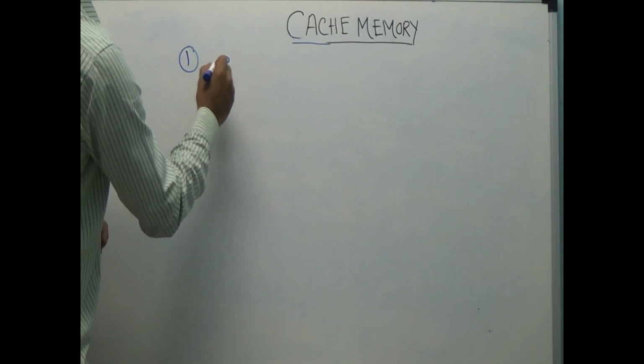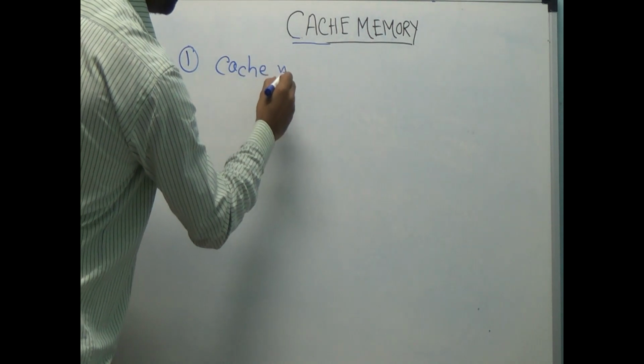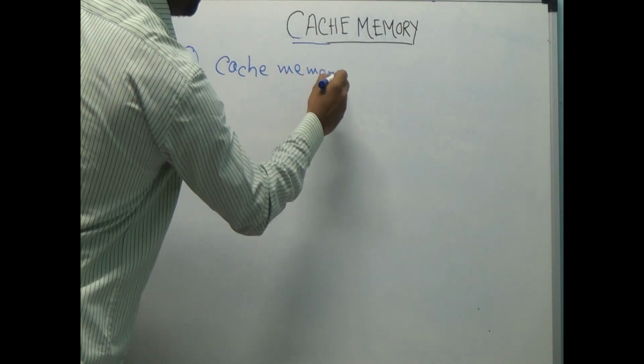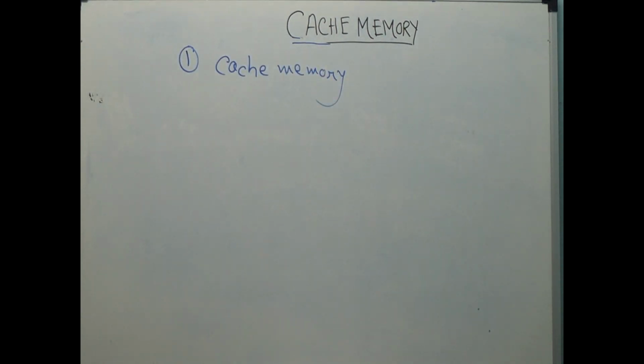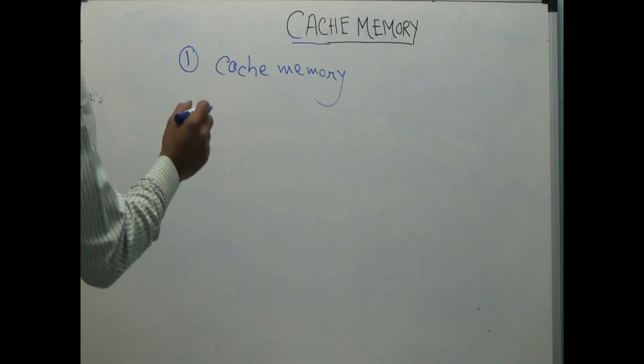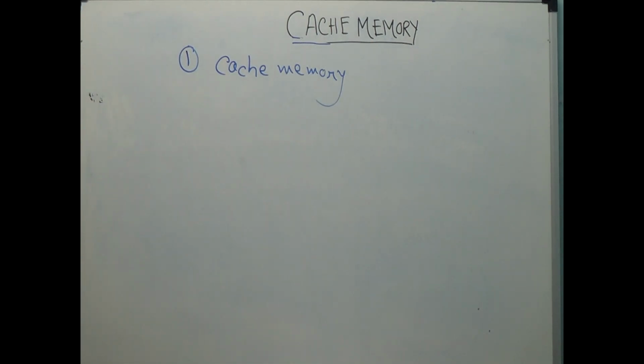So first, let's take a definition of what is cache memory. Cache memory is a small but very fast memory. It lies between CPU and main memory. So what is cache memory? Cache memory is a very small but very fast memory.